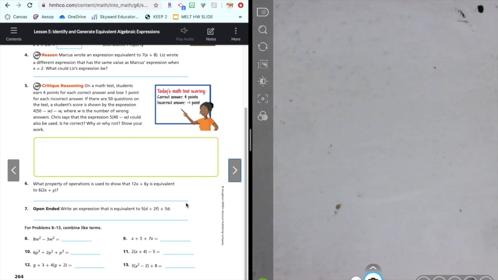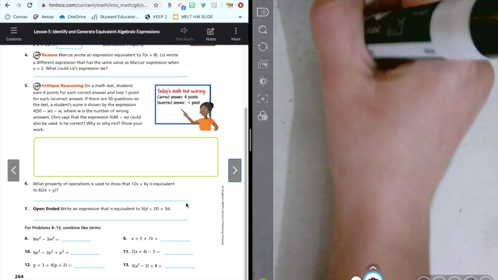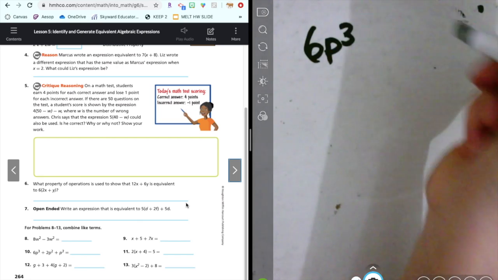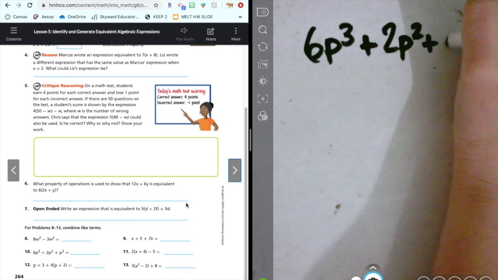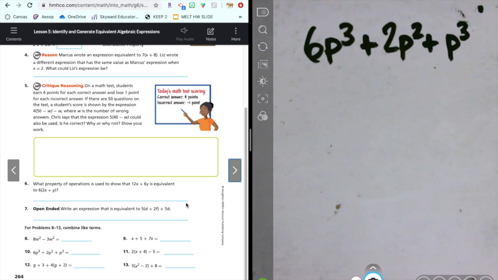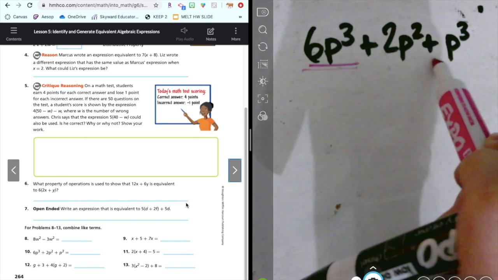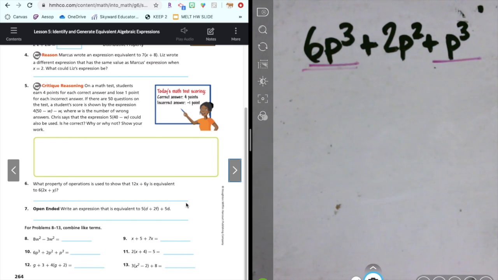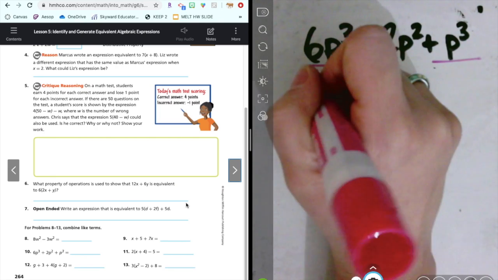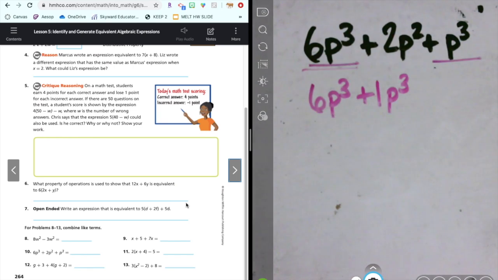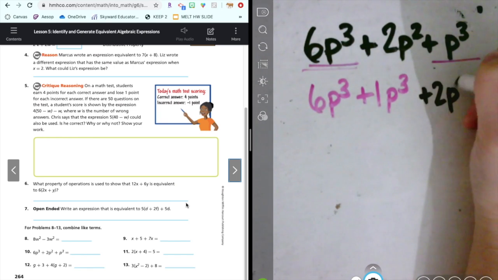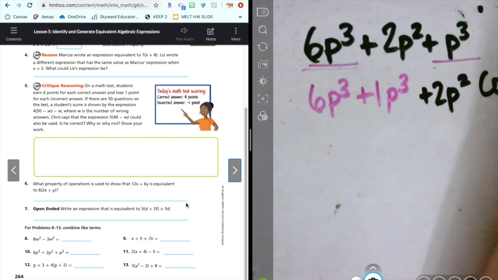All right, here's another one to do together. We're going to do 6p cubed plus 2p squared plus p cubed. So in this case, remember they have to have the same exponent. So I see 6p cubed and p cubed. And I'm going to put those next to each other. And again, I'm going to add that 1 in front of the p cubed. So 6p cubed plus 1p cubed plus 2p squared. That's the commutative property I just used.